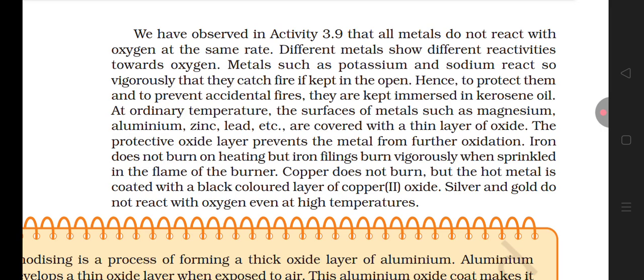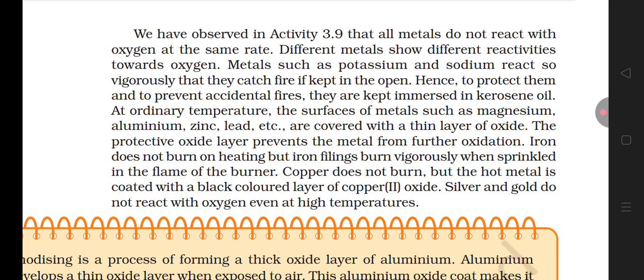So different metals show different reactivities towards oxygen. Metals such as potassium and sodium react so vigorously that they catch fire if kept in the open. Obviously, when you cut sodium, you will see it catching fire, because sodium is a very reactive metal. It reacts with oxygen immediately and forms something white. That's why sodium and potassium are kept in kerosene, as you would have seen in laboratories. Hence, to protect them and to prevent accidental fire, they are immersed in kerosene oil.